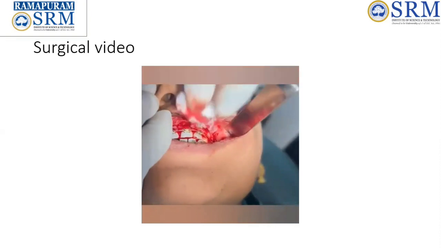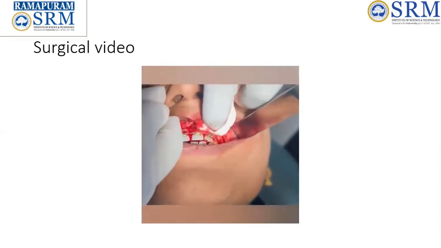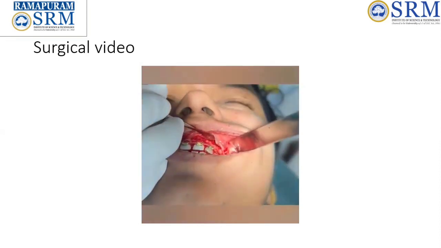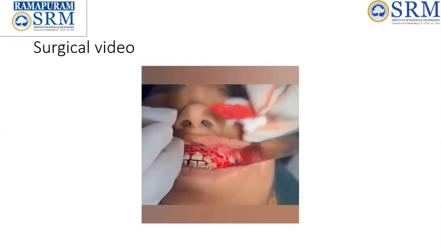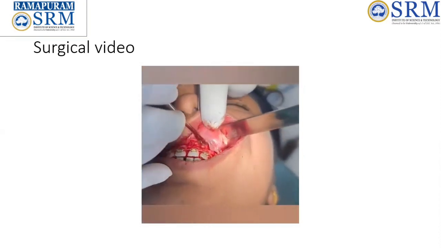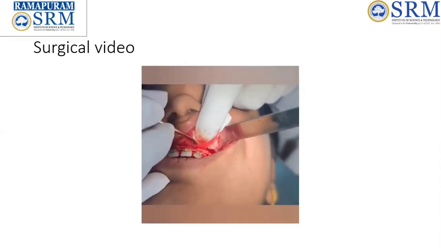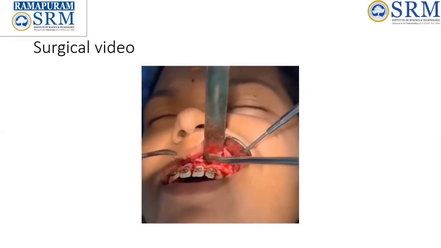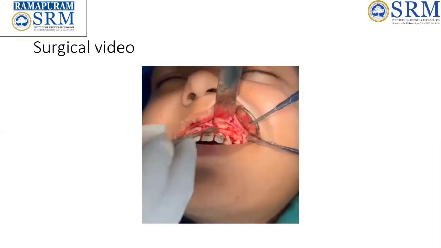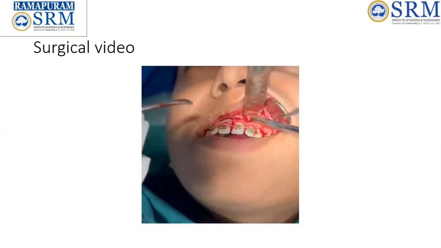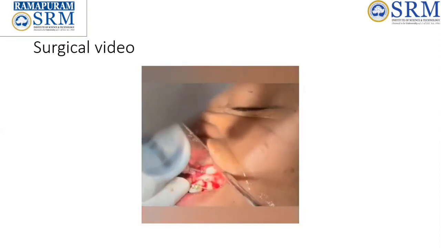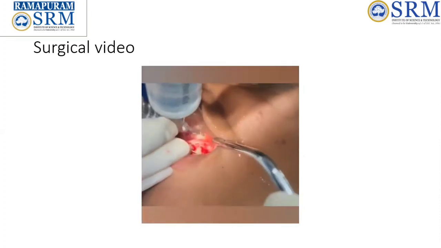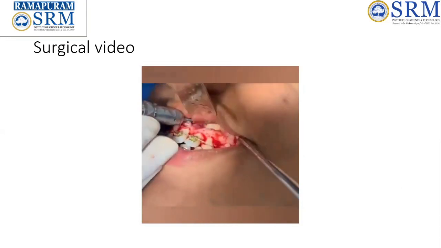After the incision is made, a mucoperiosteal flap is elevated to expose the canine. In this video, you can see the mucoperiosteal flap is elevated, followed by exposure of the canine. You can see the labial bulge, followed by removal of the bone. Using a rotary instrument, we remove the bone and uncover the crown of the impacted canine.